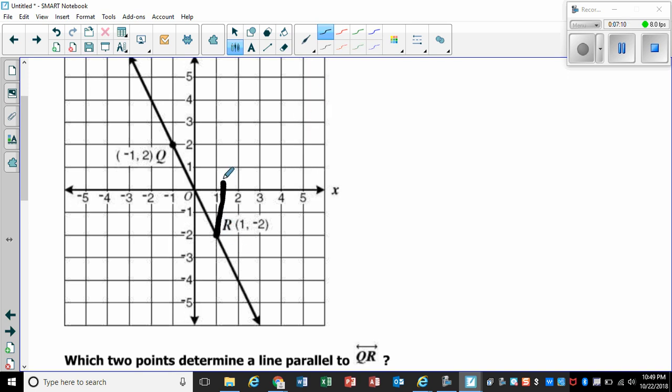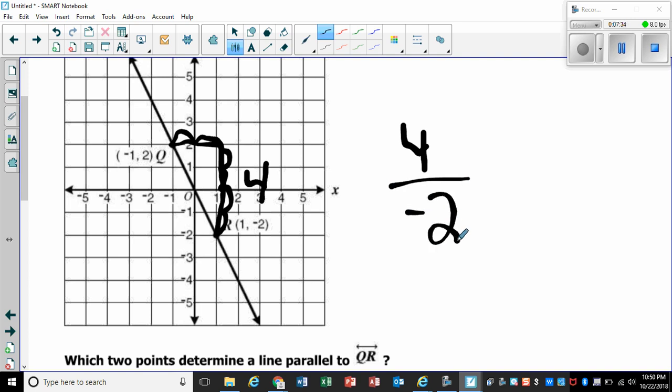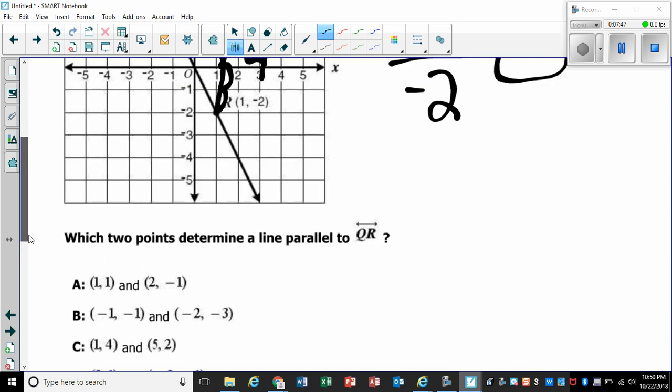So how many did I go up and how many did I go over? You can count 1, 2, 3, 4. I went up 4, and then I went to the left 1, 2. So 4 over -2, which gives you a slope of -2. Okay, so we know parallel lines have the same slope, so you have to look at the choices they give you and see which one is going to give you the same slope.